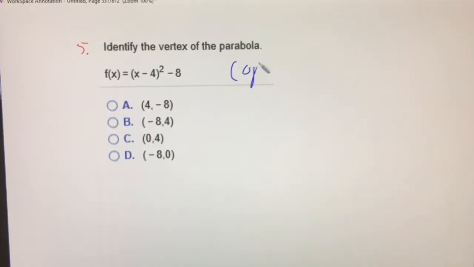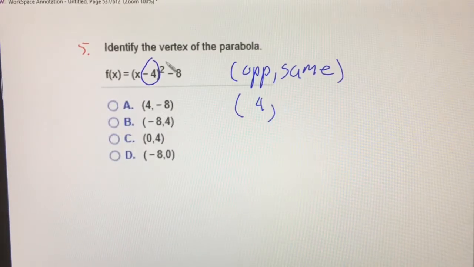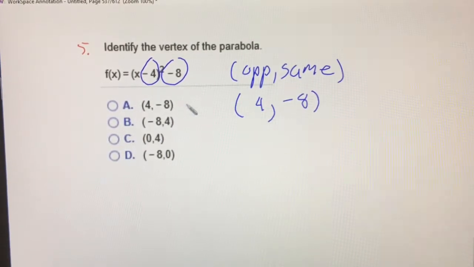Find the vertex, once again, we're going to use opposite same. So I'm going to go ahead and take the opposite of that, -4, that's going to be +4, and the same as that, -8. So the vertex is going to be (4, -8). That would give me choice A.